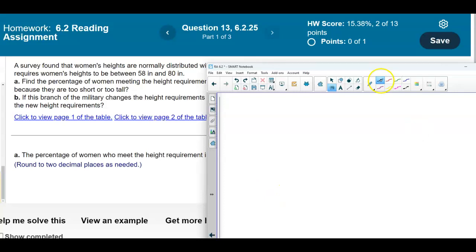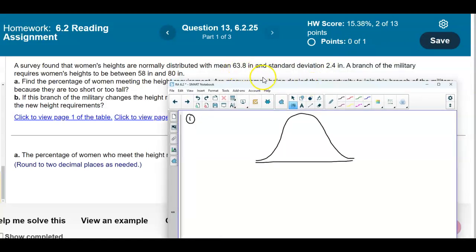So the first thing we want to do is draw a picture. So I'm going to draw our bell curve. And in the first part of the question, they're telling us the mean is 63.8 inches. So we know the mean is 63.8. And we are also given the standard deviation to be 2.4 inches.